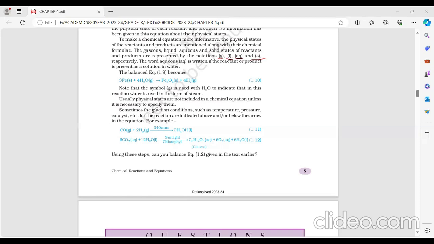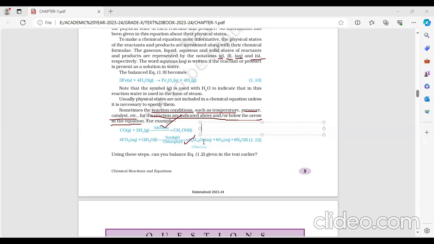sometimes the reaction conditions such as temperature, pressure, catalyst, etc. for the reaction are indicated above or below the arrow. So sometimes in chemical reactions there are some conditions, such as a certain temperature, which are mandatory. Those conditions we will mention above the arrow or below the arrow. So here, I'll write here.